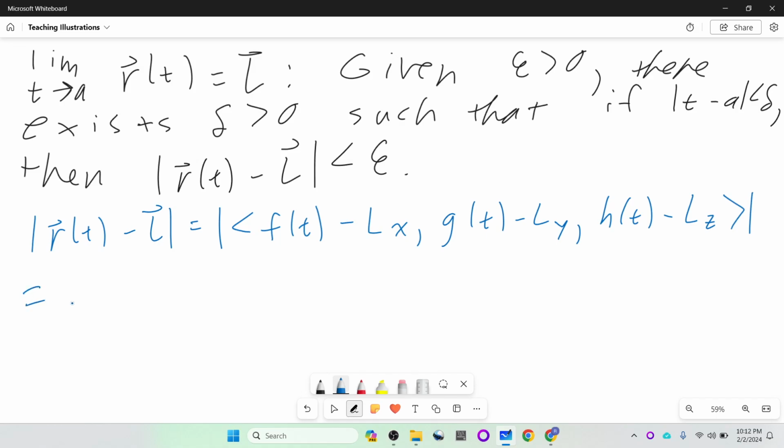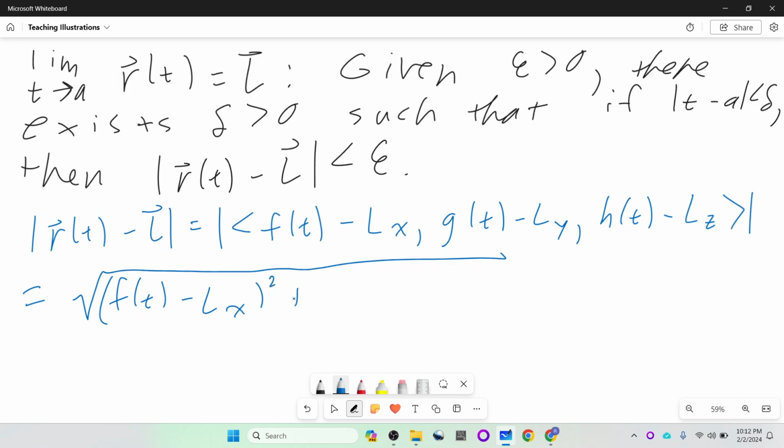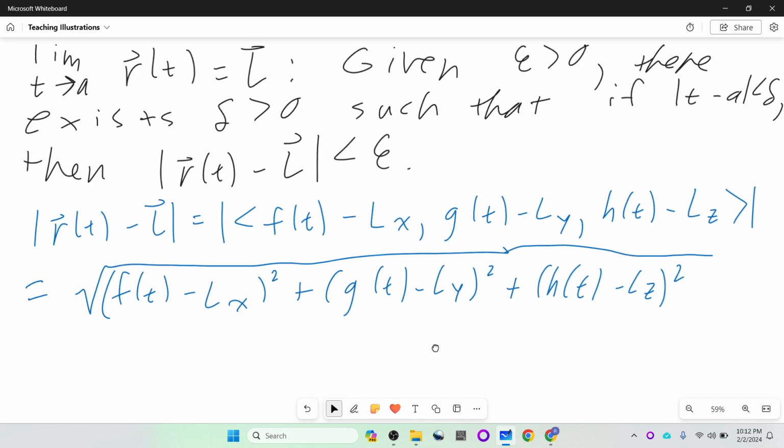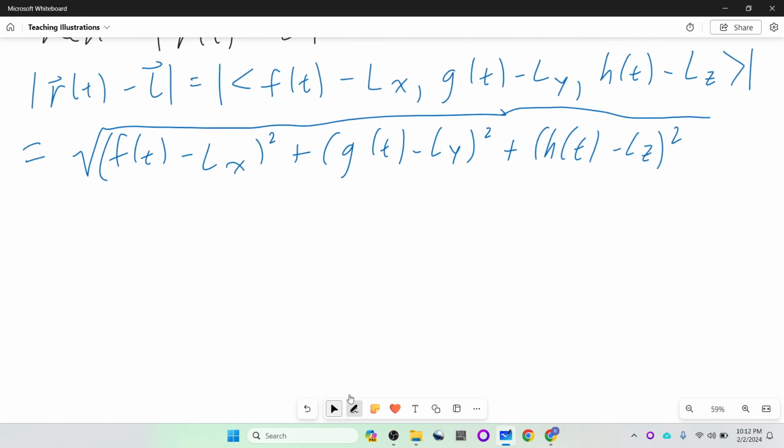Well, what's the length of this? We will do the square root of (f(t) - Lx) squared plus (g(t) - Ly) squared plus (h(t) - Lz) squared. So that's the distance. Now I'm not going to go through every single step, because what I want to say is this is less than epsilon.